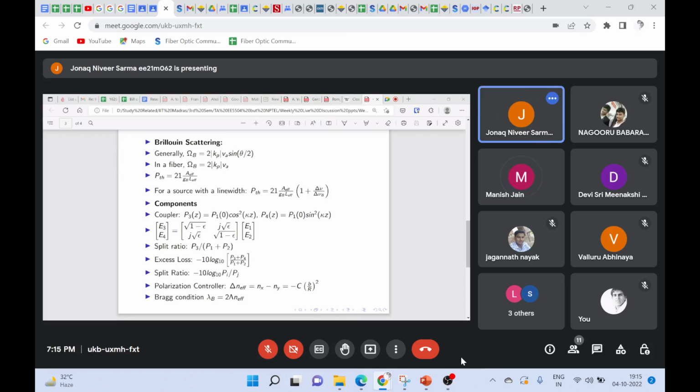L effective should be 1 minus exponential. No, the A effective was specified in class, I think. What is generally used for 1550 nanometer. Let me check again. For 1550, A effective you have to take as 50 micrometer square or something. Yeah, it is already given in the question. Let me check it.